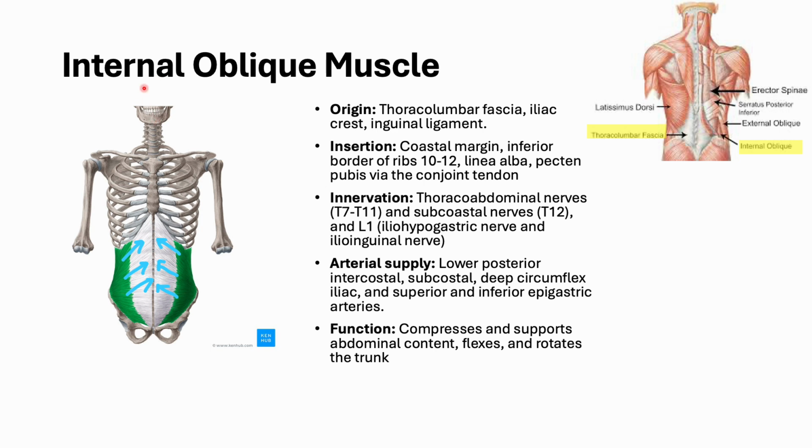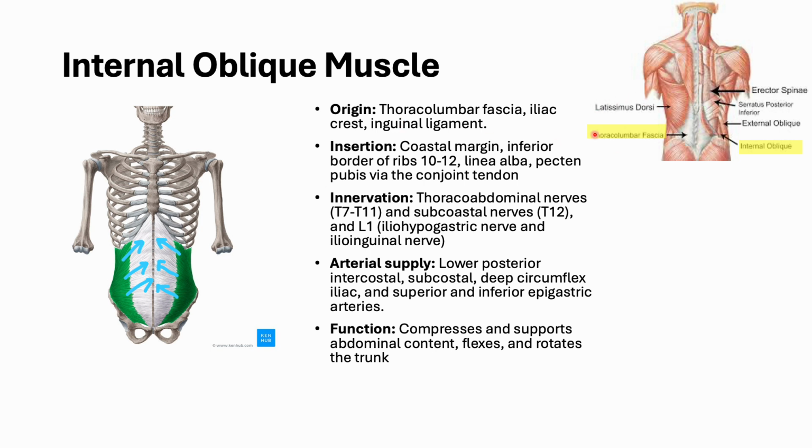Next, we have the internal oblique muscles. So external oblique, it was like putting your hands in your hoodie. This is the opposite way. So the origin of this is the thoracolumbar fascia, the iliac crest, and the inguinal ligament.